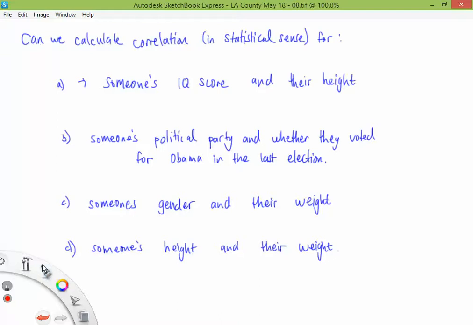What do we think? Okay, so first one, someone's IQ score and their weight. Can we calculate correlation for that? Yes. And the answer is yes. Do you think there will be much correlation here? No. Yes, we can calculate a value. We can find a value. But we probably won't see a strong relationship here.